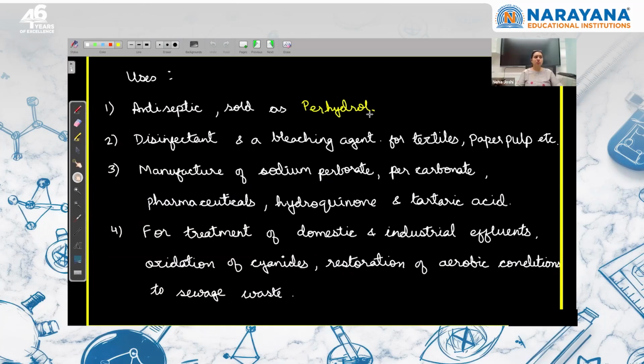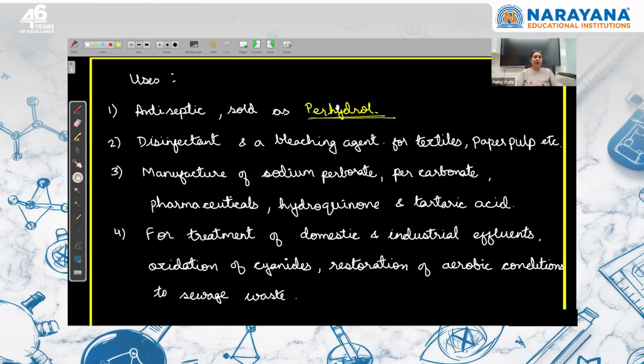H2O2 commercially is sold by the name perhydrol, and this is the common most name that you can buy H2O2 over the counter using this name. Medicinal shop पे भी आपको मिल सकते हैं. Disinfectant है and a bleaching agent for textile, paper pulp, etc. Yes. Manufacture of sodium perborate, percarbonate, pharmaceutical, hydroquinone, and tartaric acid. It is used in these industries.